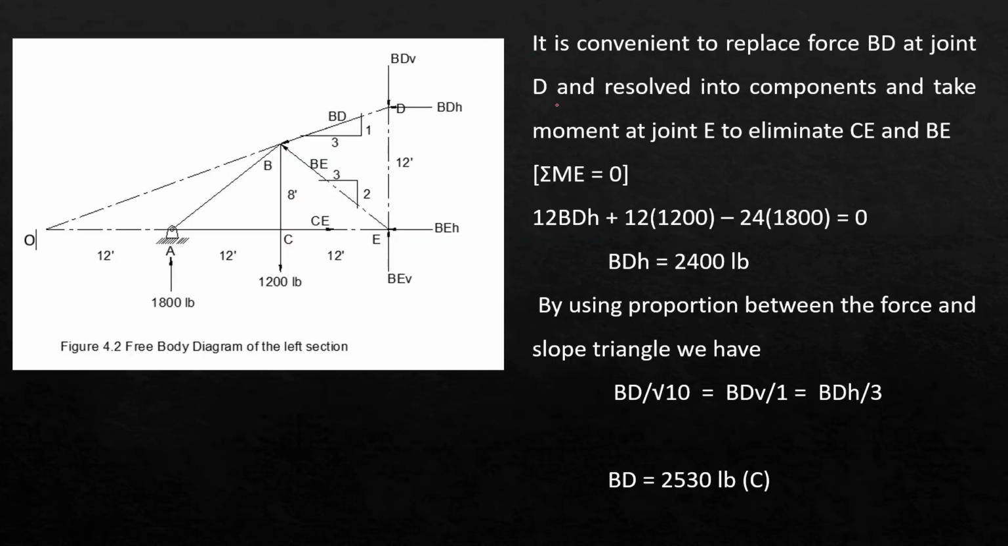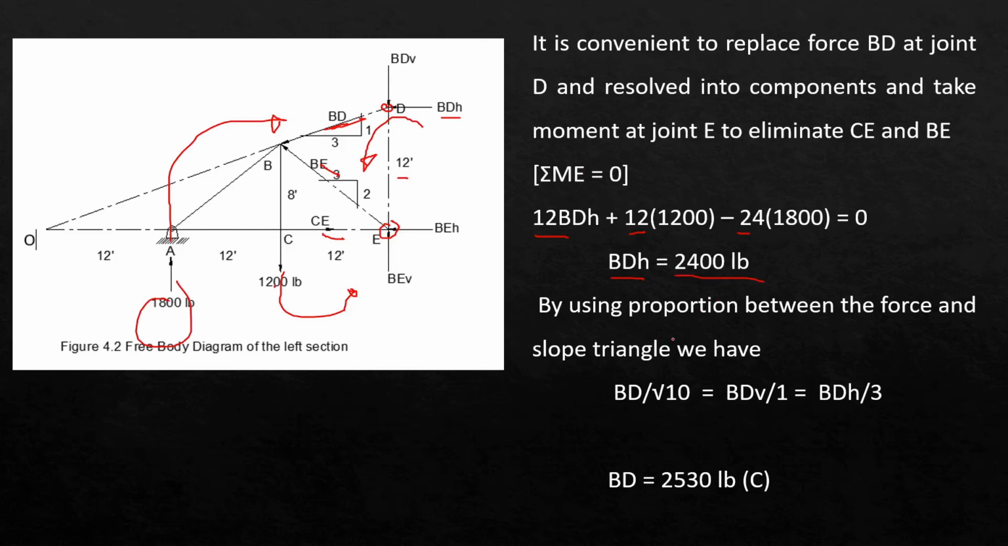Now, it is convenient to replace force BD at joint D with its components, meaning we resolve these components and take moment at joint E to eliminate CE and BE. Thus, if we take moment here at E, first we have this BDH with this distance. If we are going to take this one as positive, then you have this also 1,200 pounds going in this direction, and it's also positive counterclockwise. And then you have here 1,800 in this direction, which is clockwise, and that becomes negative.